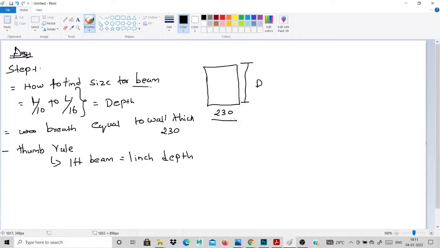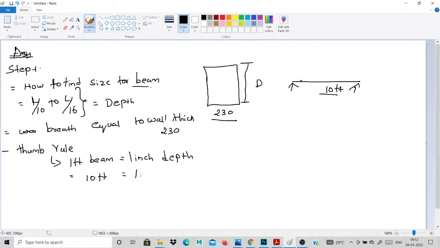I take the width equal to the wall thickness, 230. Then how to find my depth? I simply take the span of the beam as 10 feet.